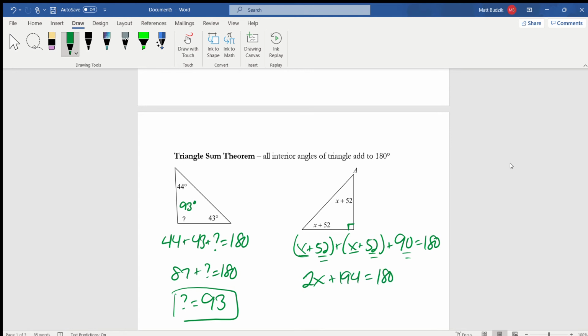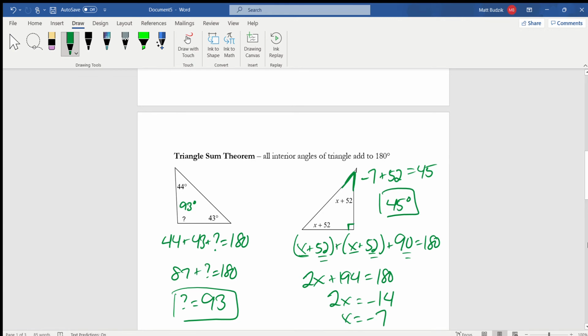Subtract that 194 over, so I get 2x equals negative 14. Divide by 2, so my x here is negative 7. So if that question said what is x equal to, you're done. But let's say it said, what is the measure of angle A? Then again, we need to take that negative 7 and plug it into angle A. So angle A is up here. So I would do this as negative 7 plus 52, and that is 45. So this would be a 45 degree angle.